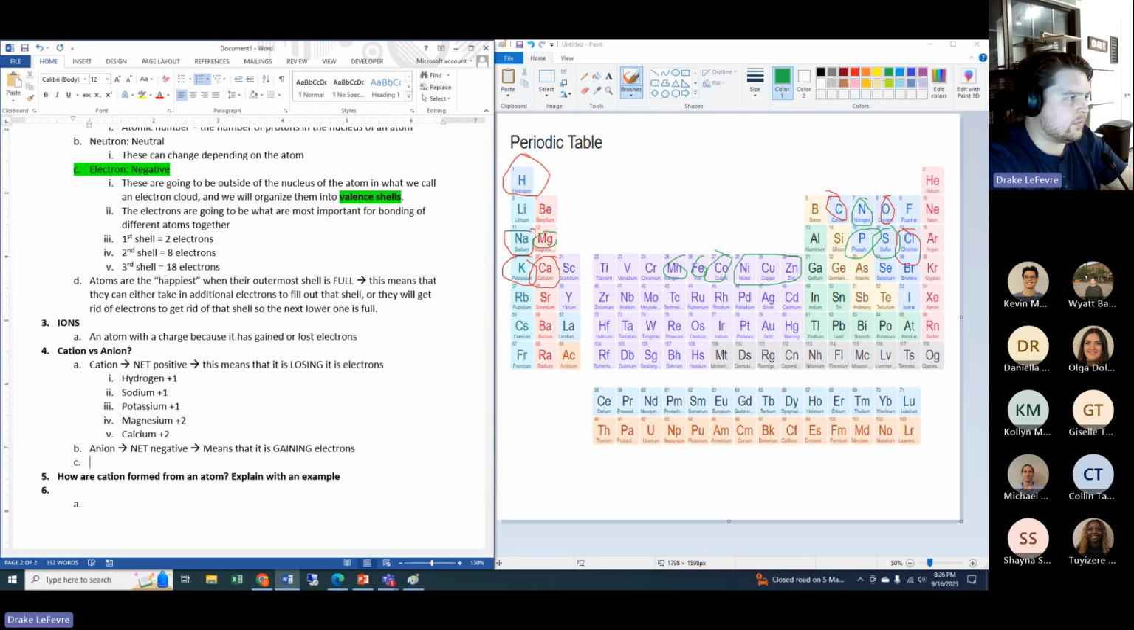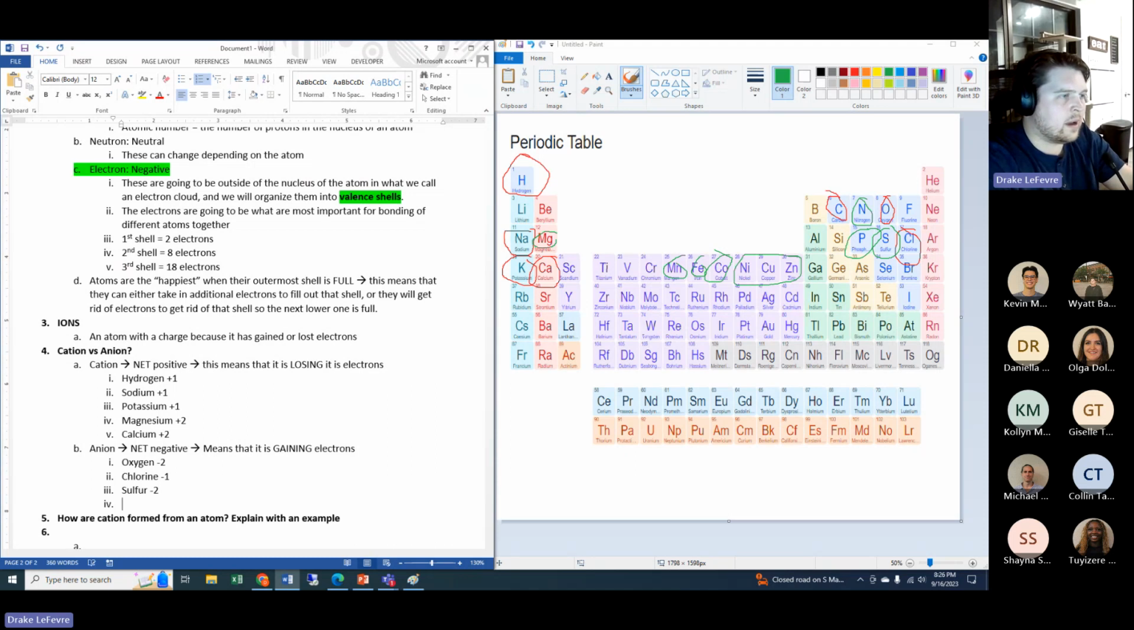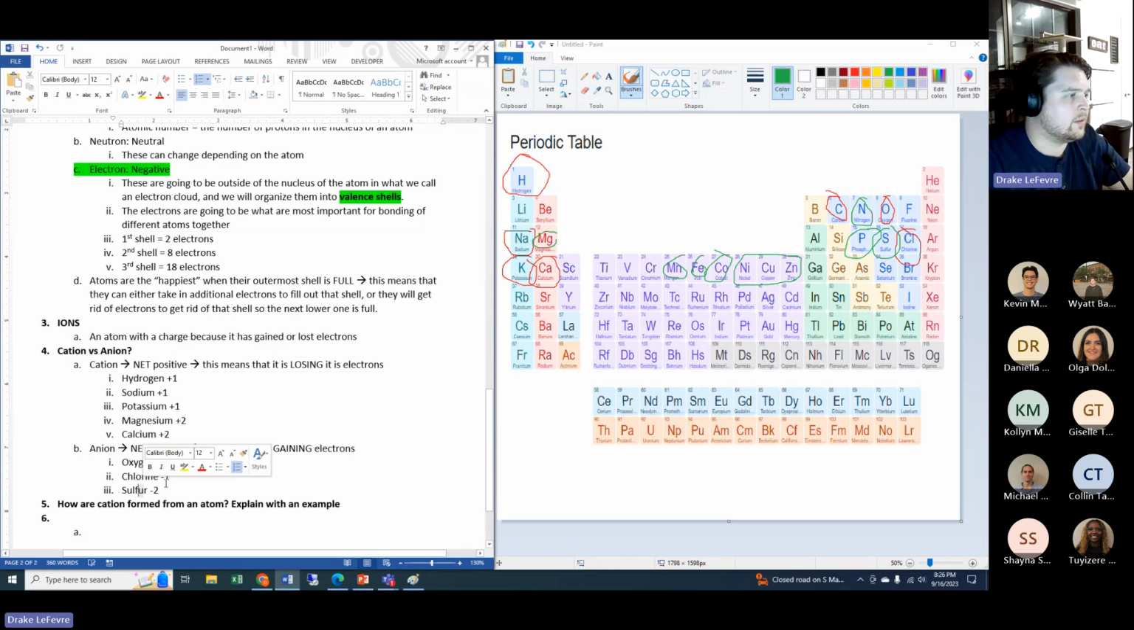Anions are the ones that have gained electrons, and that's going to be our oxygen at -2, our chlorine at -1, sulfur typically will go -2, fluorine -1, and so on and so forth. But we don't usually talk about fluorine. But oxygen and chlorine, those are the 2 main ones that we'll talk about. And again here, calcium, potassium, sodium, hydrogen, those are the big ones that we talk about.